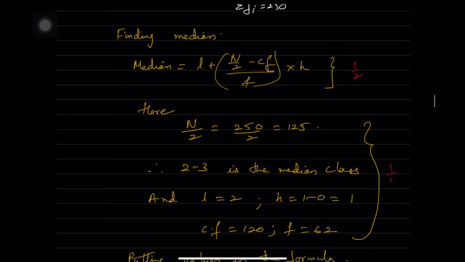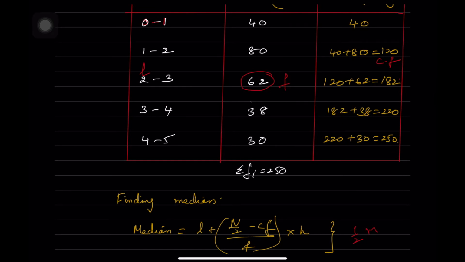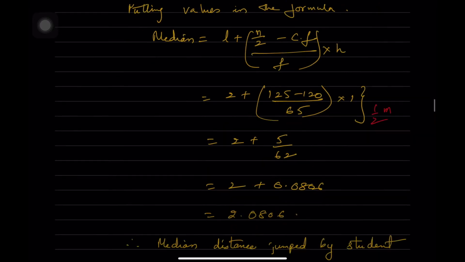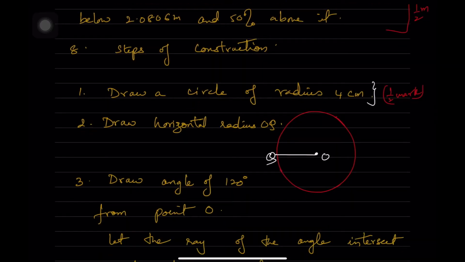Here you are having half mark. So this writing the cumulative frequency over here, this is half mark. So 1, 2 and 3 marks. So from here on you are having all 3 marks.